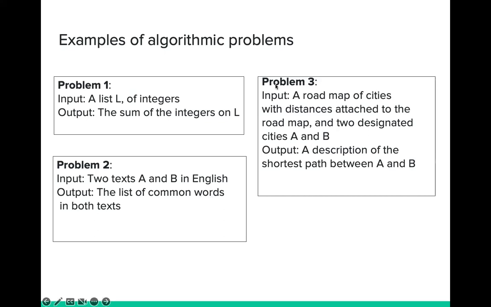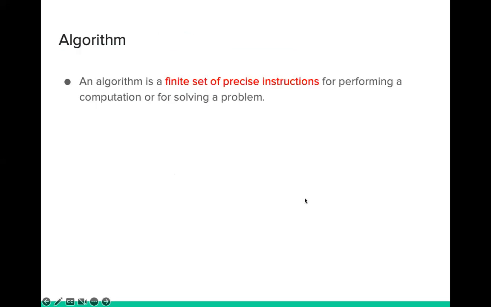Another problem would be finding the shortest path. A potential input would be a roadmap of cities with distances attached to the roadmap and two designated cities A and B. The output would be a description of the shortest path between A and B. So how would you get from A to B? The algorithm can potentially provide that to us, or ideally provide that to us.